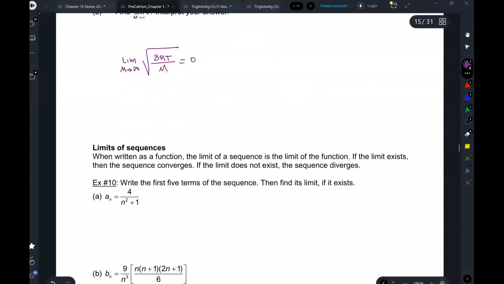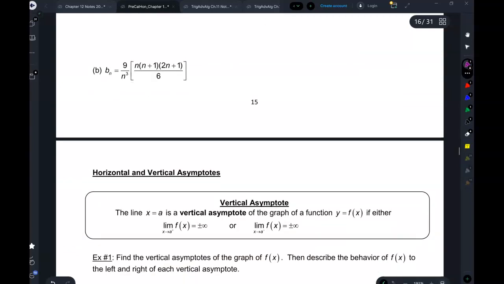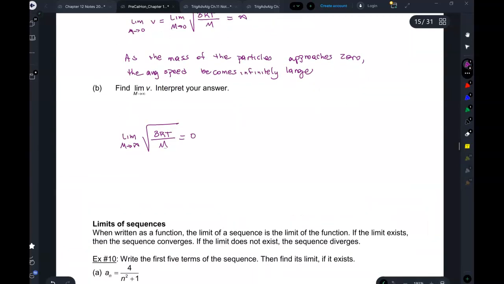Okay, what do we write for B? You tell me. As the mass of the particles approaches infinity, the average speed becomes infinity, or just becomes smaller, or it becomes... the average speed approaches what? 0. 0, right? Okay.